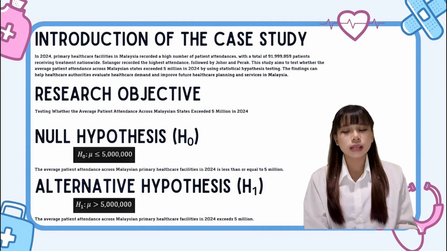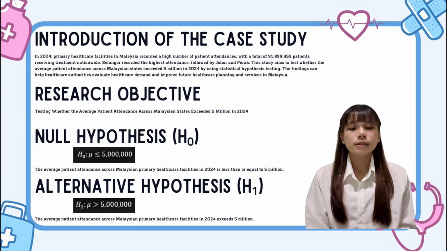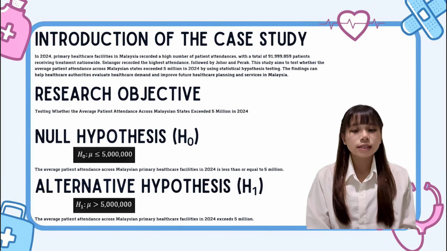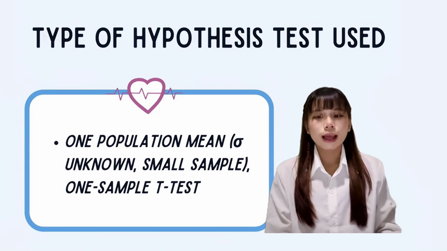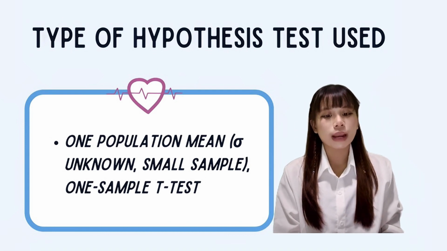The research objective is to test whether the average patient attendance across Malaysian states exceeded 5 million in 2024. The null hypothesis states that the average patient attendance is less than or equal to 5 million. The alternative hypothesis states that the average patient attendance exceeded 5 million. Next, the type of hypothesis test we use is one population mean.